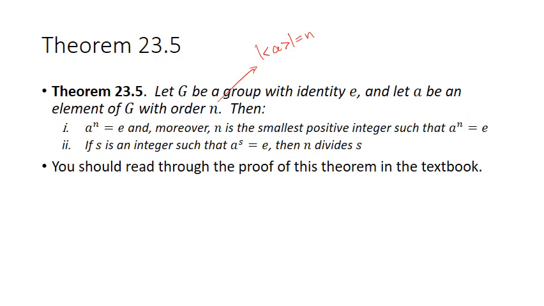And then secondly, if S is some other integer such that A to the S equals the identity element, then N must divide S. In other words, S has to be a multiple of N. So this is pretty interesting, and it's not too hard to work out why it's the case, but you should read through the proof of this theorem in the textbook. We're not going to do it here.